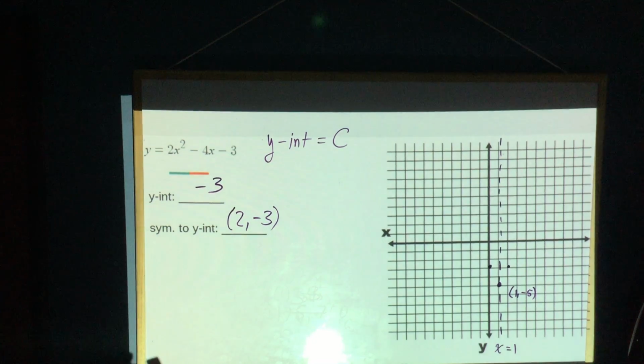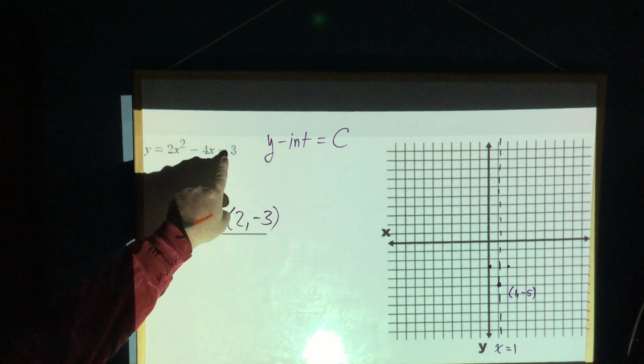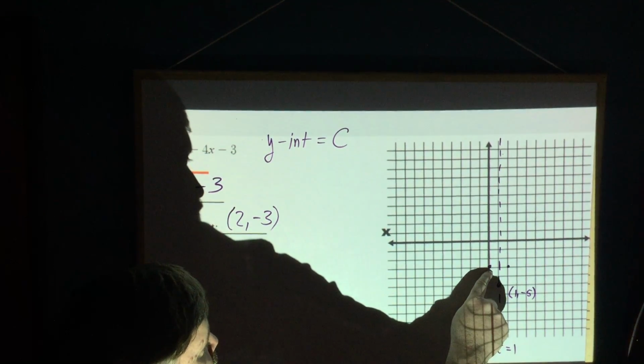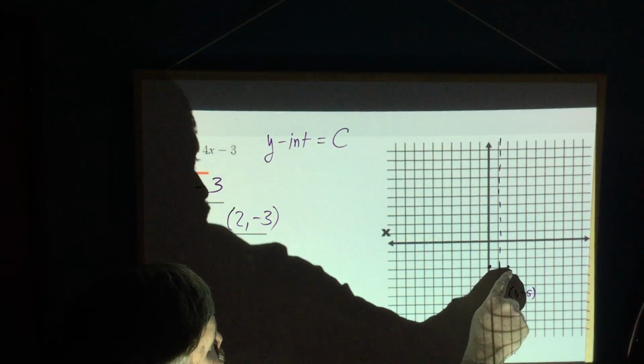So finding those 2 points is pretty easy. Again, the y-intercept is just equal to c, and then that was 1 away to the left, so the symmetrical point is going to be 1 away to the right.